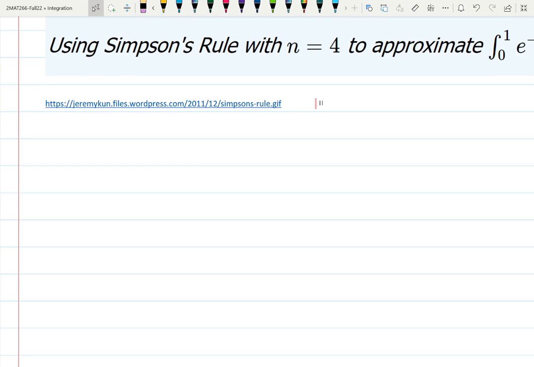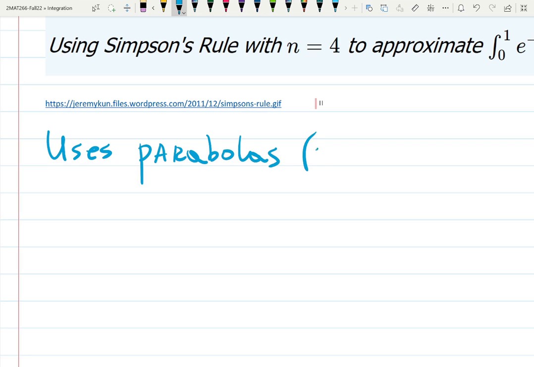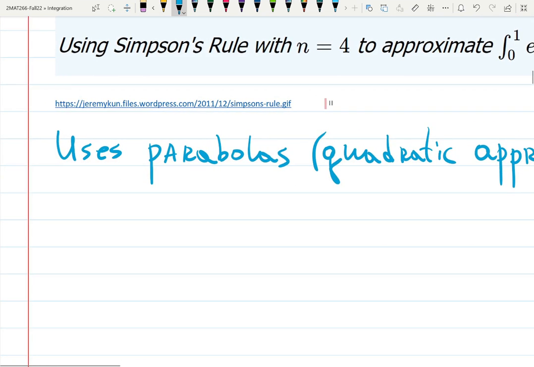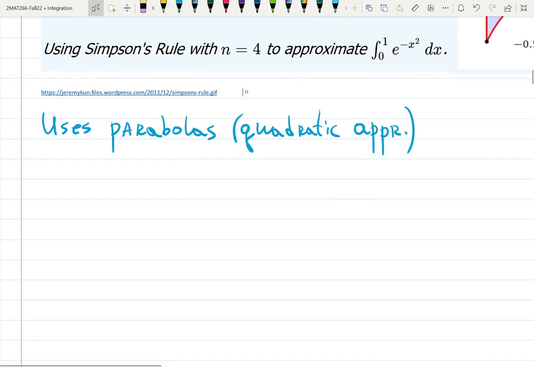Simpson's rule uses parabolas, or basically quadratic, and that's why it's called quadratic approximation. And this is a very popular one. You will hear this name, Simpson's rule, quite often in upper level classes and some engineering stuff.